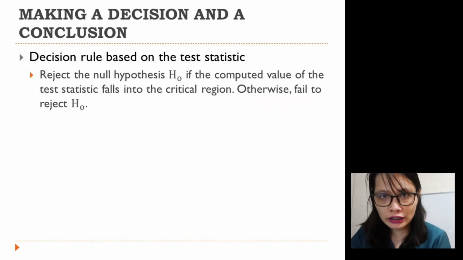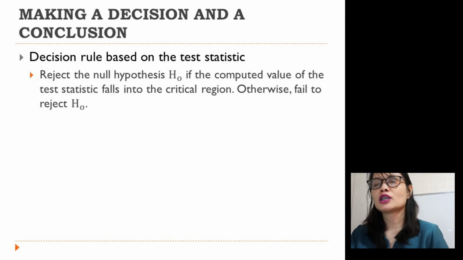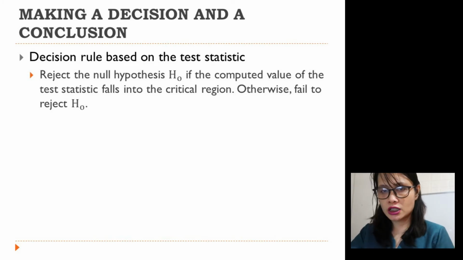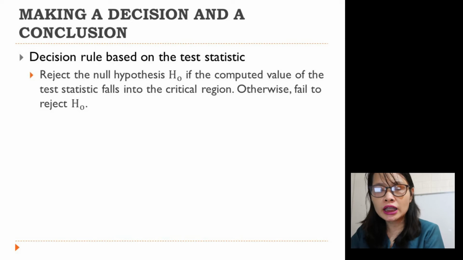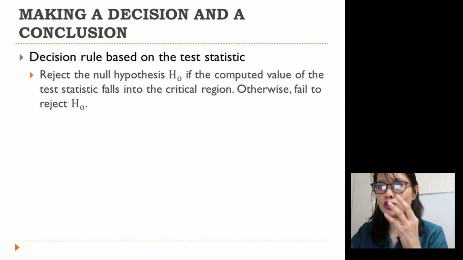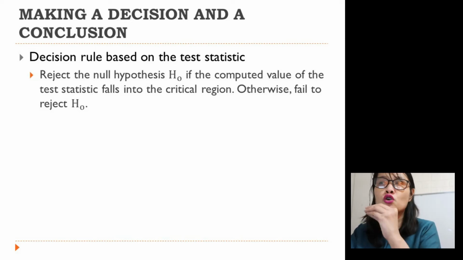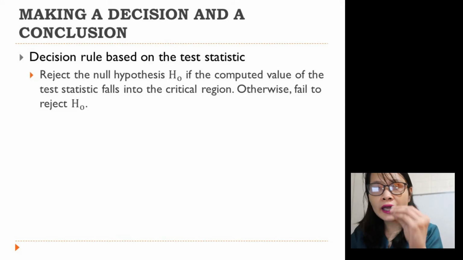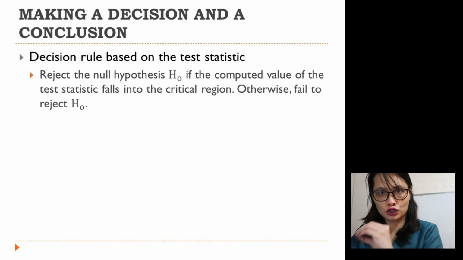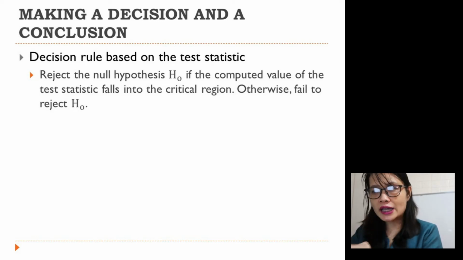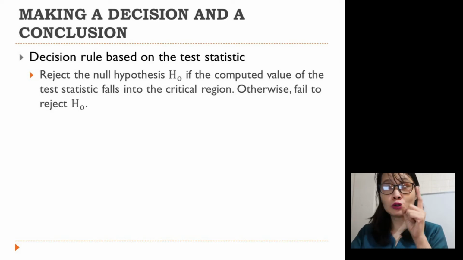Next, decision. Yung last part, decision rule based on the test statistic. Reject the null hypothesis, H sub O, if the computed value of the test statistic falls into the critical region. Otherwise, fail to reject it. Take note of this one, ha?